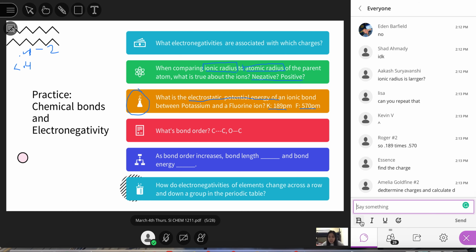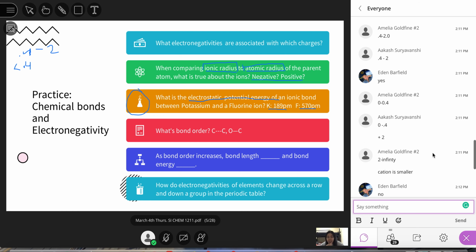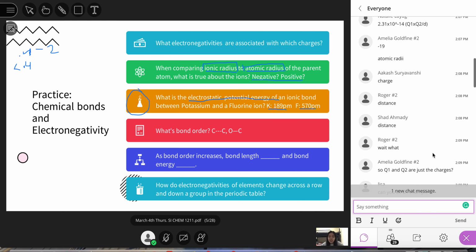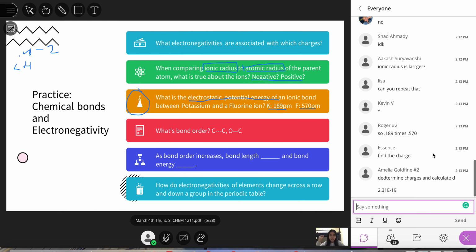Find the charges. Okay, well, let's slow down there, Roger. We gotta do some other stuff first. Determine charges and calculate D. Okay, so if we know that, that's it. 2.31 times 10 to the negative 19. What's the charges? Because you guys keep saying find the charge. What's the charge of potassium and fluorine?